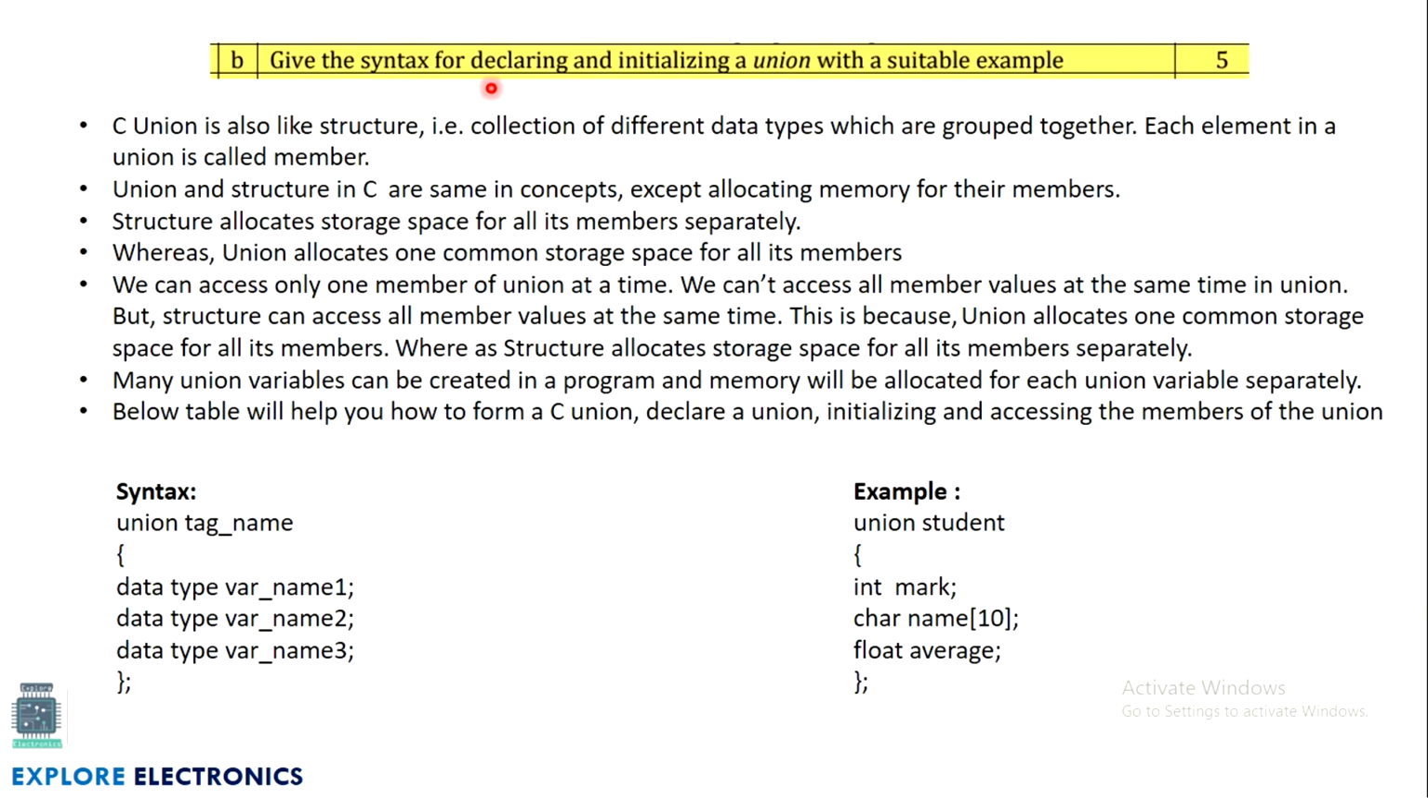Now give the syntax for declaring and initializing a union with a suitable example. So again here they're asking about union. So we already know what is union, what is structure. So you can just take points out of your previous answer here. Like what is a union? How do we define a union? How do we initialize a union? And then take an example and write it here. So general syntax is this, and an example of union, how to write it, is here. So you can easily get 5 marks in this.